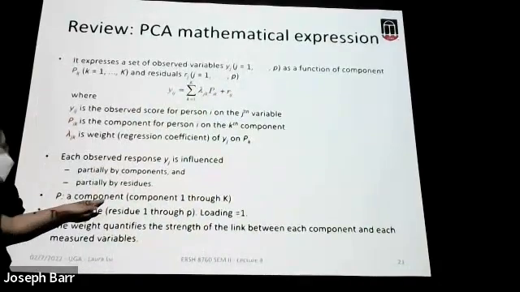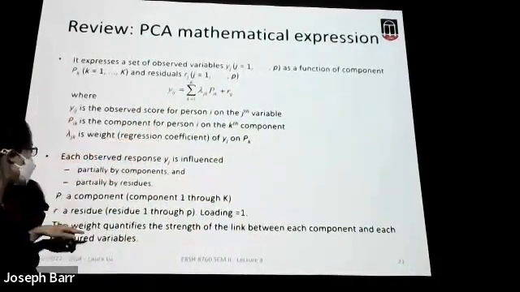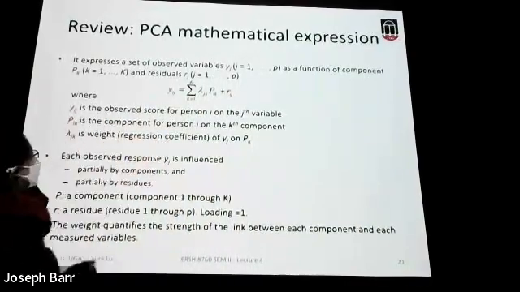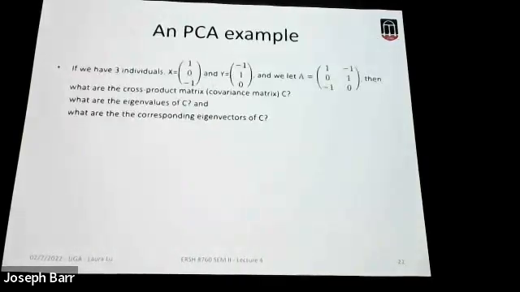So P again is a component, and R is a residual. This is the residual part. By combining these two, we have the observed y here. So it's very abstract. Let's look at the exercise.